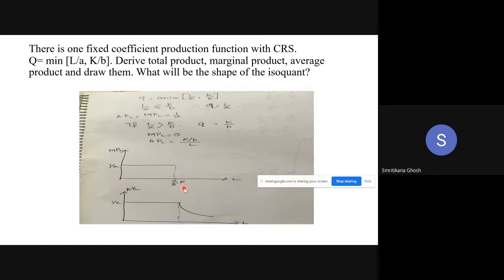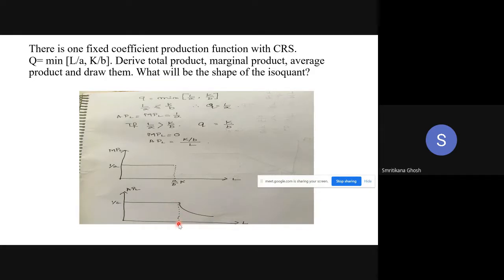Okay. Now I am going to draw the APL curve. Again, when you are employing relatively less labor, your APL is also 1 by A. So this is here 1 by A, just like the MPL curve. And there is a kink point at A by B into K. It is here. The value of this point is A by B into K.